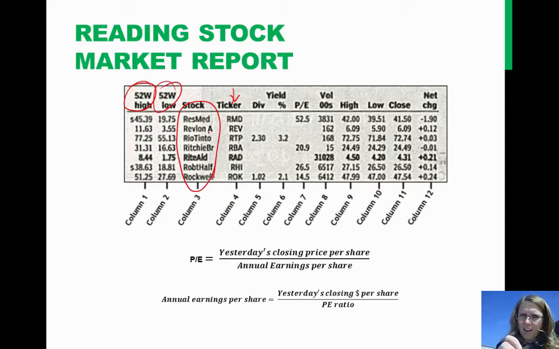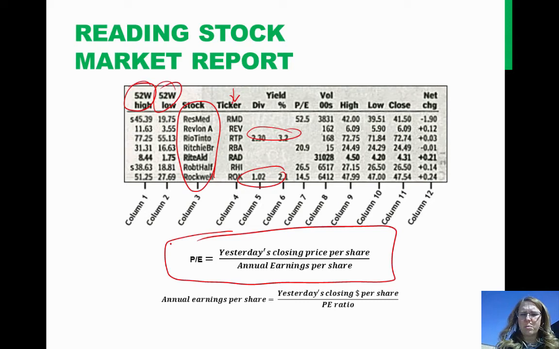Okay, so then we have yield and dividend, and notice that there's only two stocks here listed with that, and PE. So look down here for PE. This is our formula to find PE. We would take yesterday's closing price per share and divide it by the annual earnings per share. In reverse of that, I can multiply both sides by annual earnings per share, and then divide by PE, and I would get this formula. So you need to write down this formula. You will be using it later.